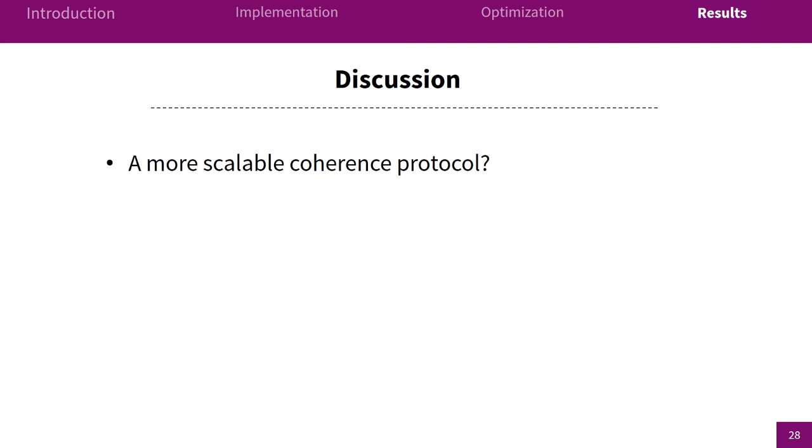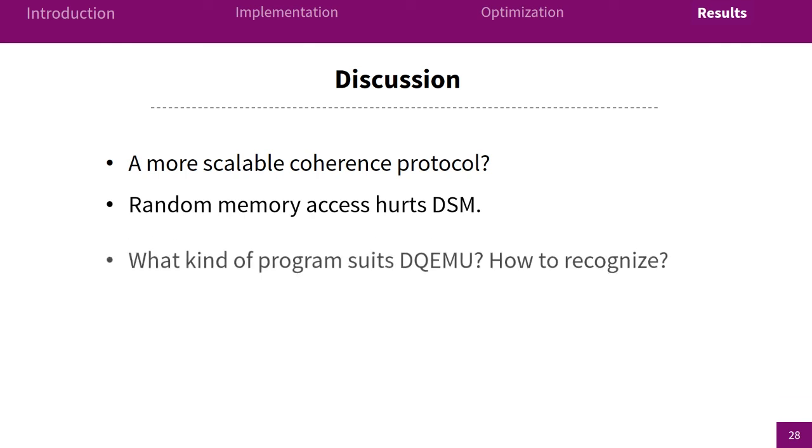There are still some questions left for us. Should we design a more scalable coherence protocol, such as a distributed coherence protocol, since the centralized coherence protocol may have scalability issues when there are a lot of slave nodes? Random memory access also hurts DSM's performance. Can we design something that helps reduce the latency of random memory access?